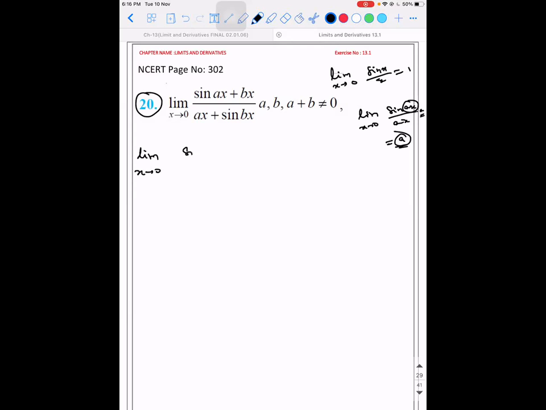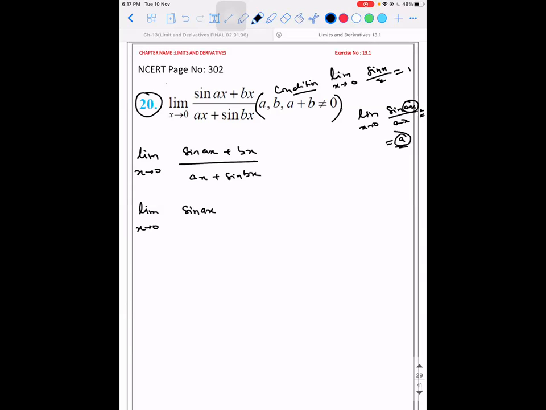So limit x tends to 0, sin ax plus bx divided by ax plus sin bx. How to proceed with this? Where a, b, and a plus b are not equal to 0. This is a condition. So I can write it as limit x tends to 0. What we will do is divide the numerator and denominator by x alone.